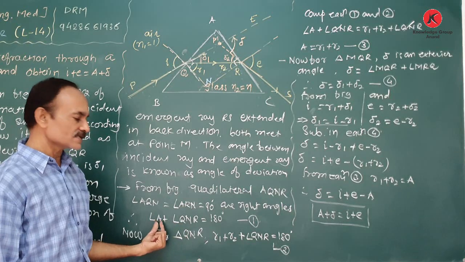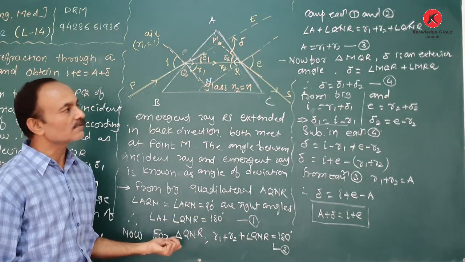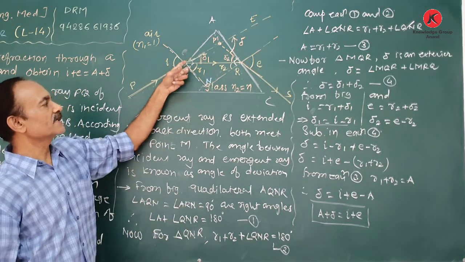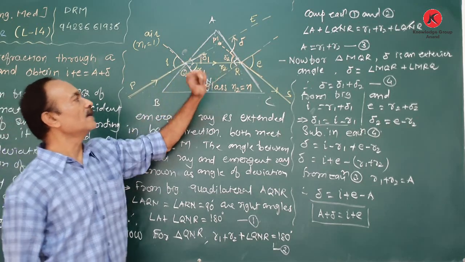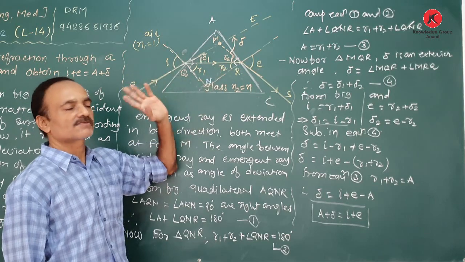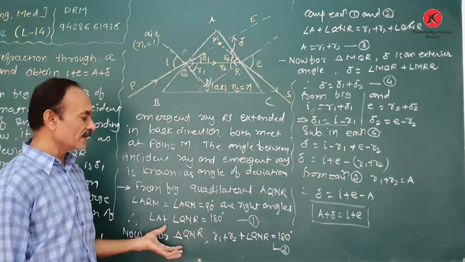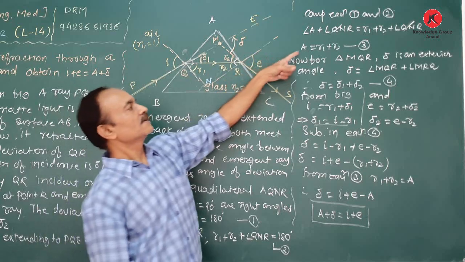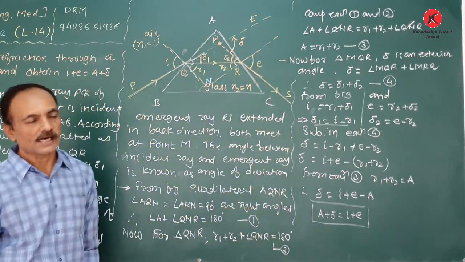And we obtain the equation A plus angle QNR is equal to 180. After that, we use the triangle QNR. So here, angle QNR plus r1 plus r2 is equal to 180. Then we compare these two equations, and we obtain A is equal to r1 plus r2.